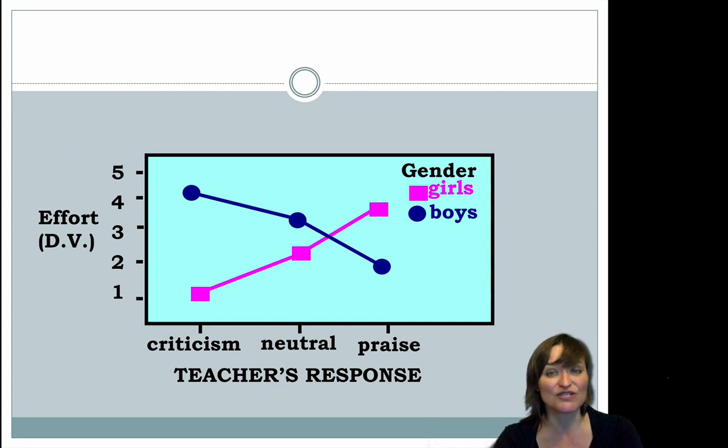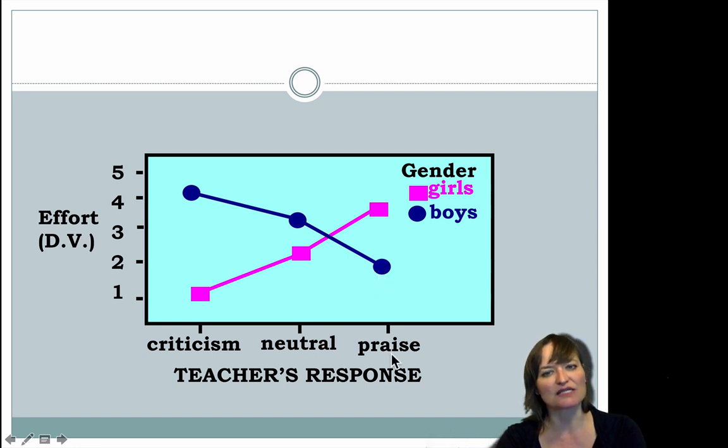It's easiest to do this visually. It's really a good idea to visualize the data at this point and to sketch out a graph. We're going to practice that next week. So here we've got the levels of the teacher's response, criticism, neutral, praise, and the girls and the boys. We're going to look at that and say, when the girls are criticized, here's how they're performing. When the boys are criticized, here's how they're performing. When the girls are praised, here's how they're performing. When the boys are praised, here's how they're performing.